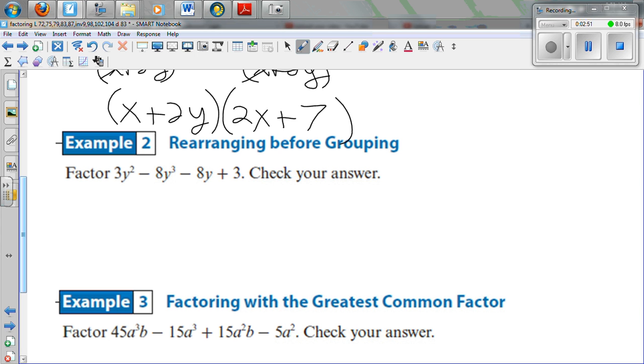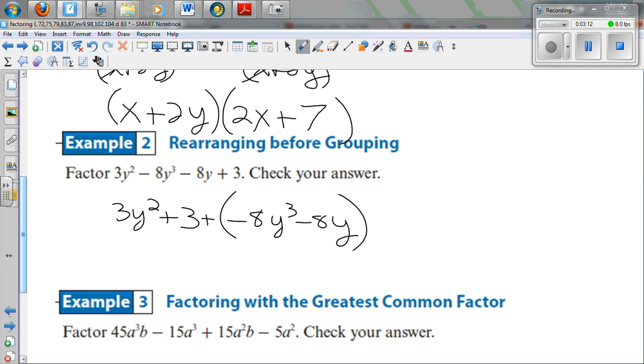So notice the first term and the last term both have a 3 in common. So let's group this as 3y squared plus 3, and then the middle 2 terms both have an 8, so negative 8y to the third minus 8y. So let those be our 2 groups. And again, I'm going to change that to a plus there so we can see what the 2 groups are added together. And so I want to take a 3 out of this first group, and I'm going to be left with y squared plus 1.